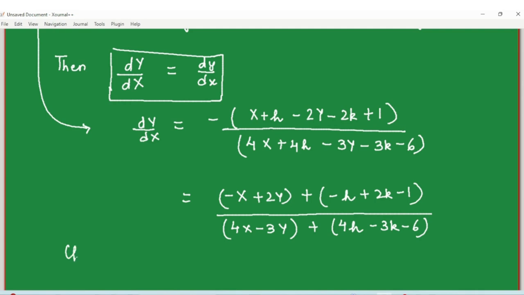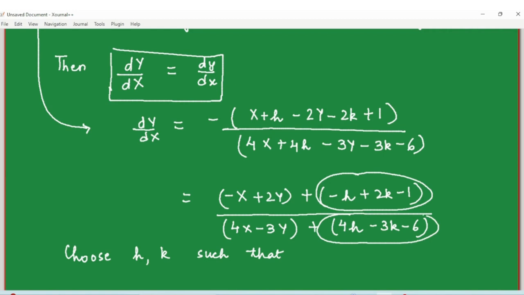So we choose h and k in such a manner that the overall constant above, which is this expression, and the overall constant below vanish. If there is no constant above and no constant below, then you can see that it's a homogeneous expression which is left on the right hand side. dy by dx becomes a homogeneous expression in capital X and capital Y if we choose these two expressions to be 0.